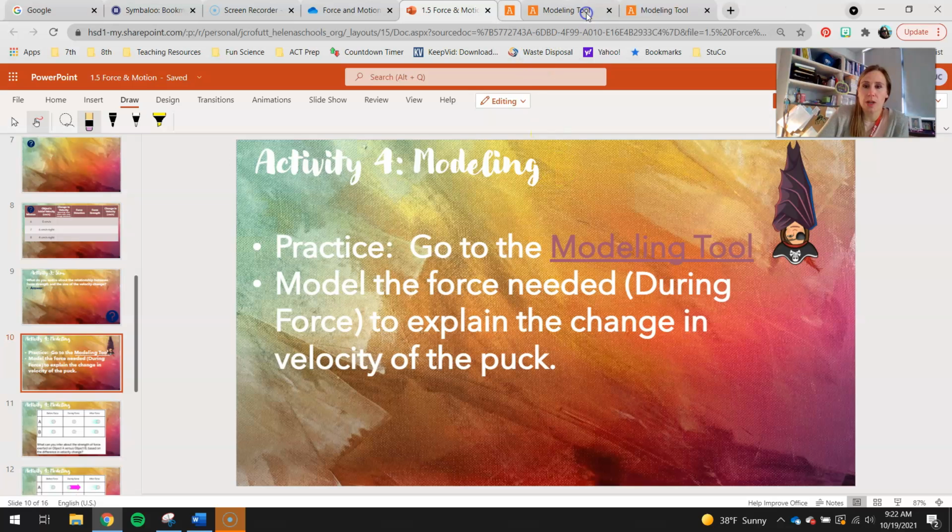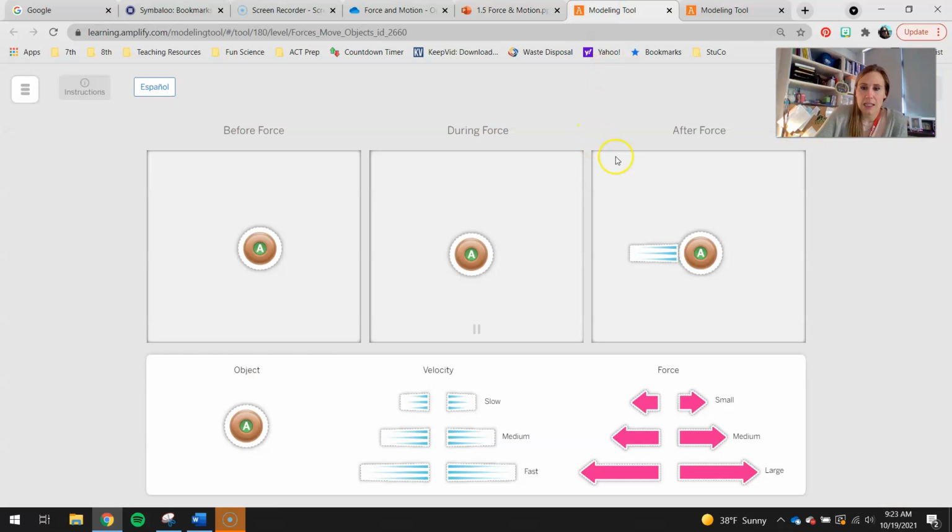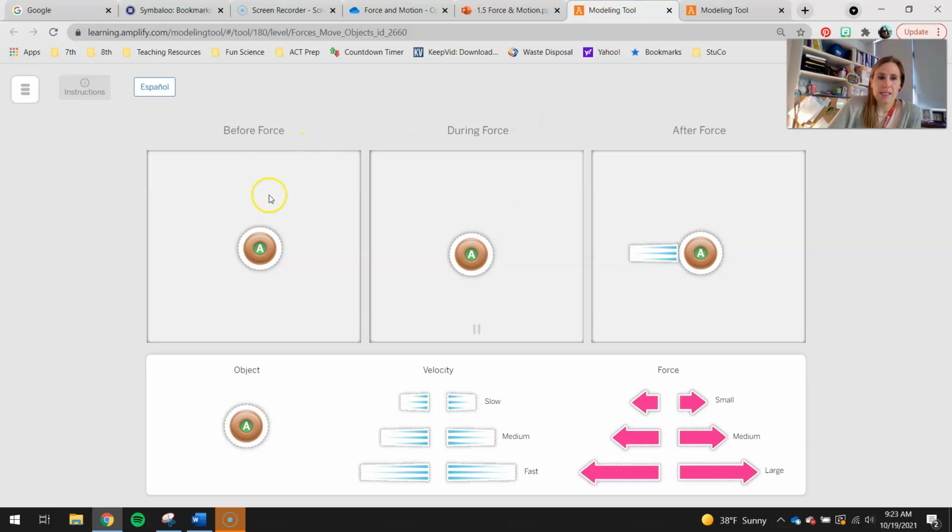Okay, so first and foremost, you will need to open up this modeling tool link, so go ahead and right click it. It's going to look like this, okay? This one's already reset for me. What you see is we have 3 boxes right here. We have a before force, so what was our motion looking like before? In this case, we're just going to be focusing on modeling the force, okay? So our little puck was not moving to start. Its initial velocity was 0, okay? Then we're going to apply a force, and you will use the little word bank here to drag an arrow to show which direction the force is to cause this change.